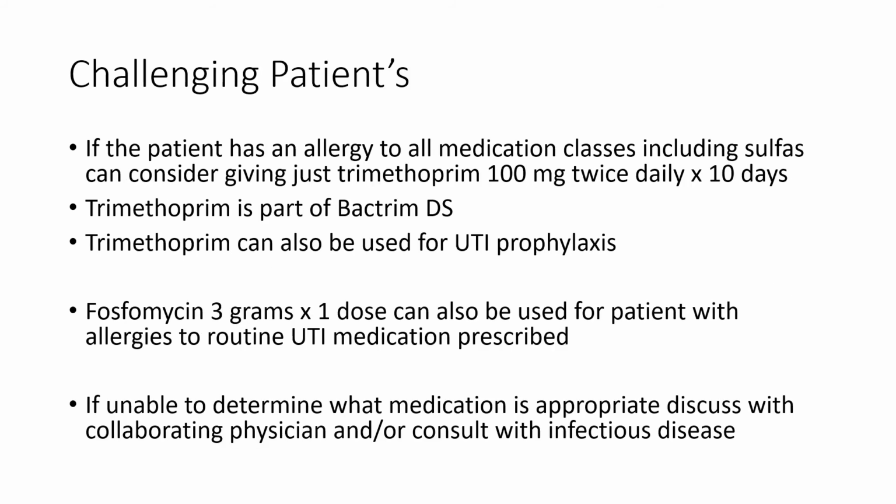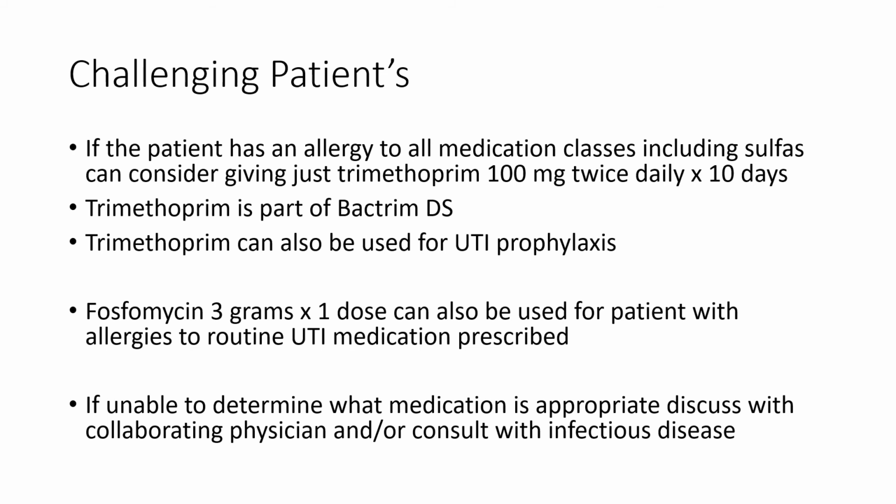Now, of course, you're going to have those challenging patients that have an allergy to all the medication classes, including sulfas, which can be really complicated as to what you prescribe these particular patients. And so you can just consider giving part of Bactrim DS, which is trimethoprim. It's 100 milligrams twice a day for about 10 days. And so even if they have an allergy to Bactrim DS, because of the sulfa component, you're actually taking that part out and just giving them part of that medication that can still treat that urinary tract infection, especially if you see on their susceptibility report that Bactrim DS is one of those medications.